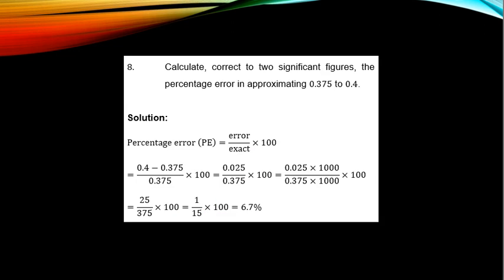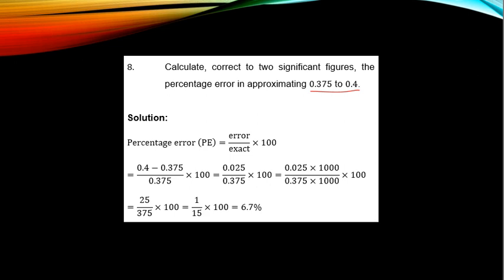Example 8. Calculate, correct to two significant figures, the percentage error in approximating 0.3752 to 0.4. So from here, the exact number that we have is 0.375, and this value is approximated to 1 dp, that is 0.4. Then find the percentage error of the estimate.